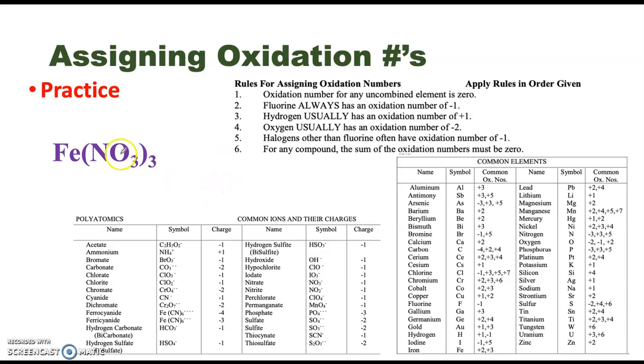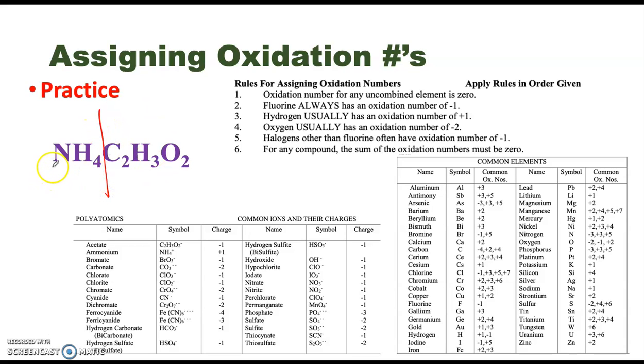Okay, let's try this one. Pause it, and then come back. Okay, iron can be +2 or +3. So I don't know. Let's go to nitrate. Nitrate is NO3. It is a -1 charge. Now there are 3 of them. Notice there are parentheses with a 3 there. -1 times 3 is -3. That means this side has to be +3. There's only one iron, so that one iron must be the +3 charge.